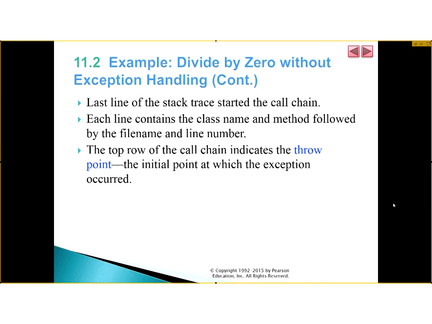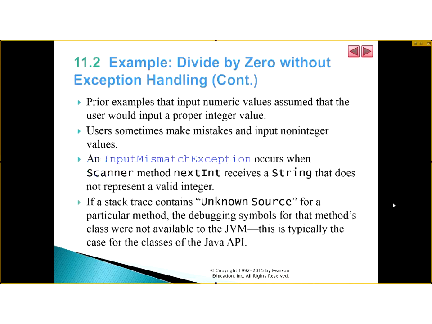The top row indicates the call chain, and tells you where the throw point was. That's where the actual exception occurred. Prior examples that input numeric values assumed the user would put in real integers like they should, and if they don't, we get something like an input mismatch exception.